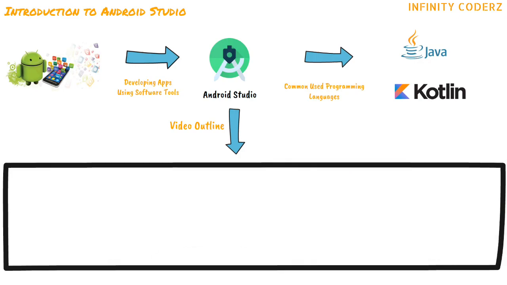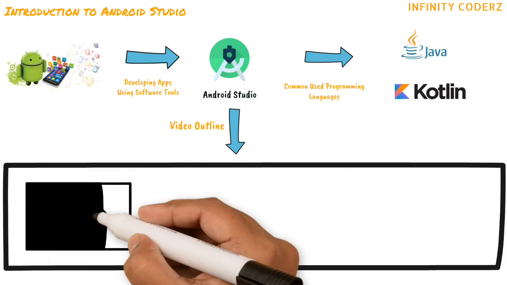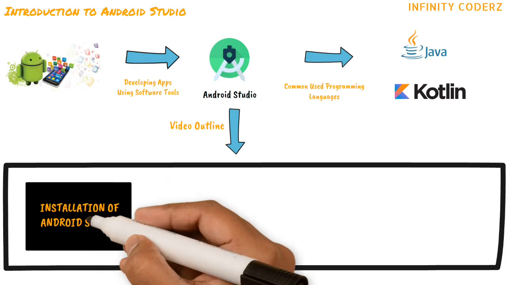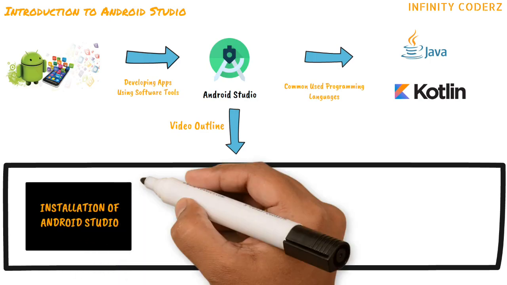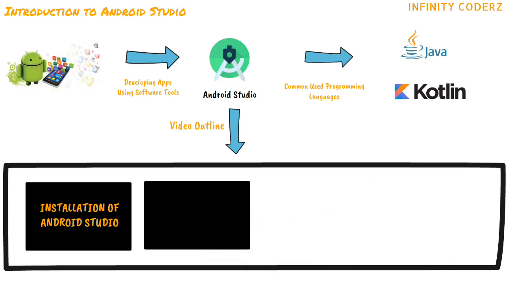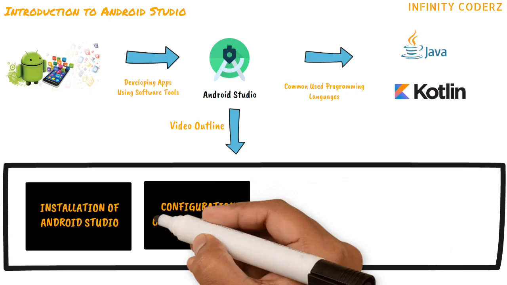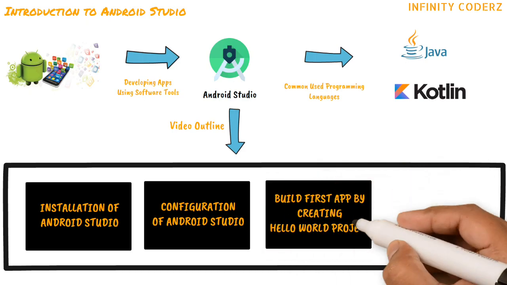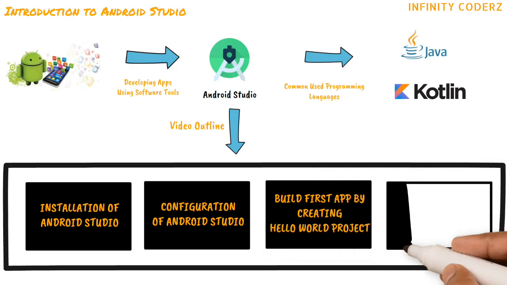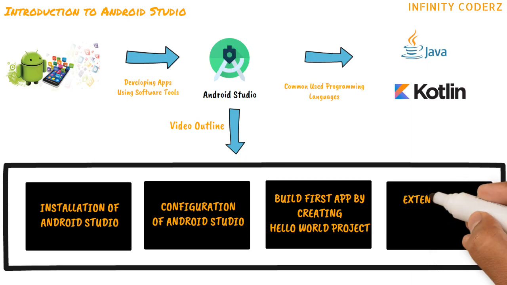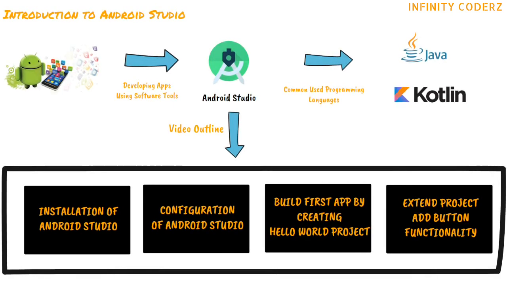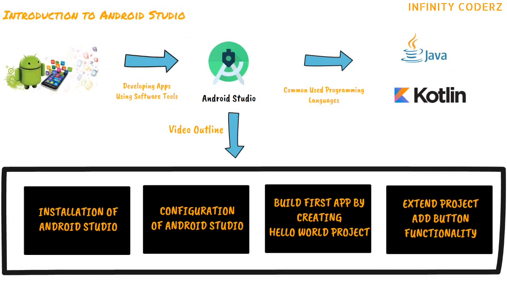The entire upcoming video outline would be as follows. Installation of Android Studio, where we will demonstrate the steps to download and install Android Studio on a Windows or Mac computer. Next is configuring Android Studio, where we demonstrate how to configure Android Studio settings, followed by a walkthrough on how to build the first app, which is Hello World. Finally, we would end with extending the current app functionality by adding a button and showing a toast.